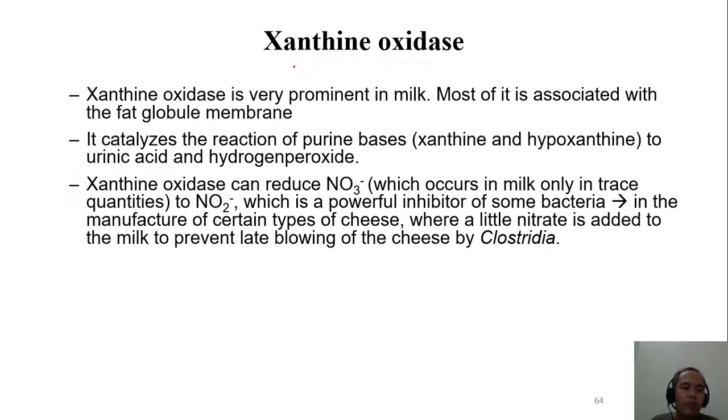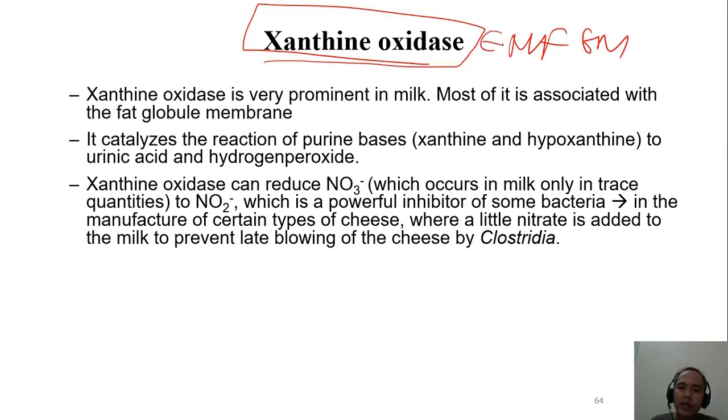The other well-known enzyme in milk is xanthine oxidase. This enzyme occurs in the MFGM. They stay in the MFGM, and this enzyme is also antimicrobial. It can also inhibit a certain number of microorganisms. Why? Because this enzyme can reduce nitrate NO3 into nitrite NO2, and we already know that from the previous course in meat technology.